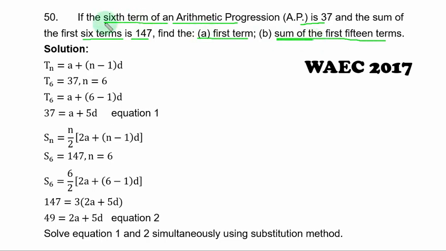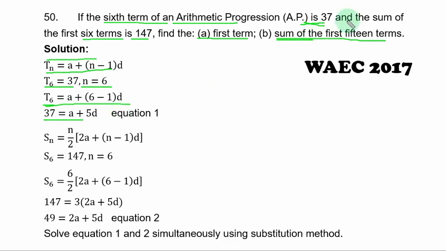Looking at the first statement, the sixth term is 37. We get one equation from this statement using the nth term formula. The sixth term, t sub 6, is equal to 37. At that point, n is equal to 6. You replace n by 6 in the nth term formula, you have this result. The sixth term is 37. That is equal to a plus 5d. You call that equation 1.